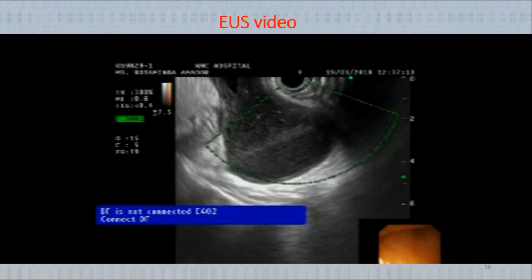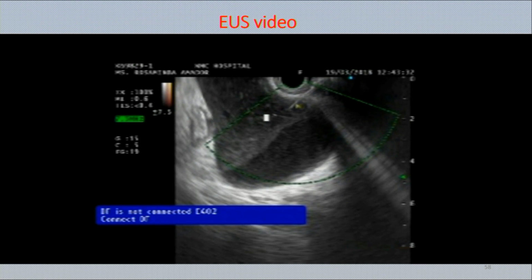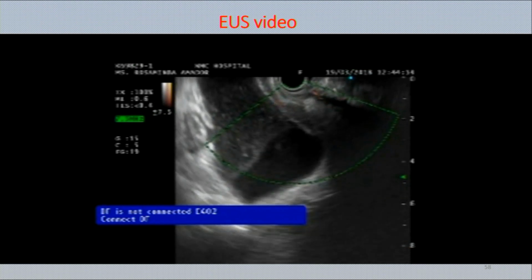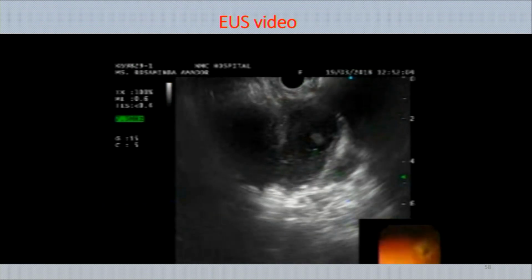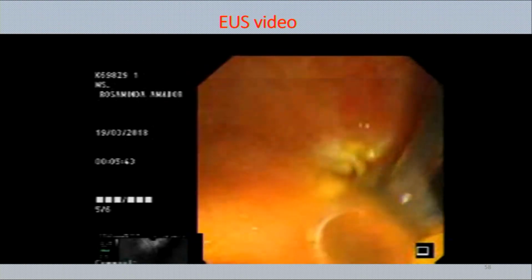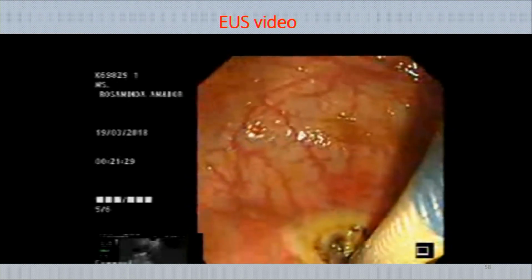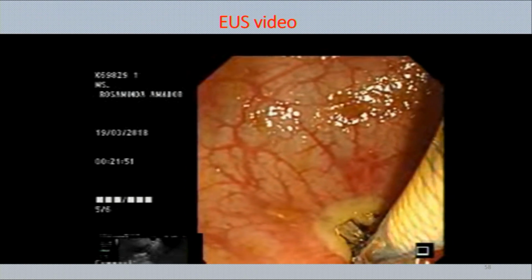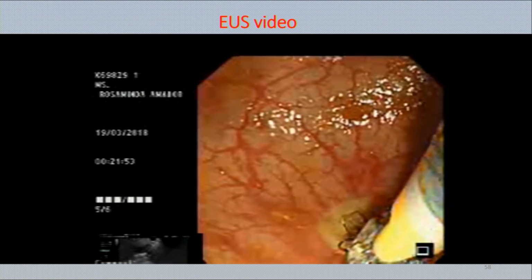So this was done from the rectum, from the anus, and as you can see, this is the large fluid collection in the pelvis. It was punctured with a needle, and we put a different type of stent. It's again a metal stent, and it could drain the pus from this pelvic abscess.